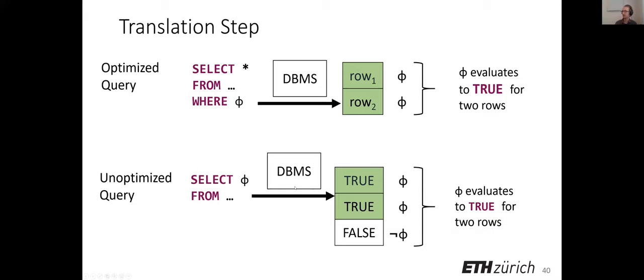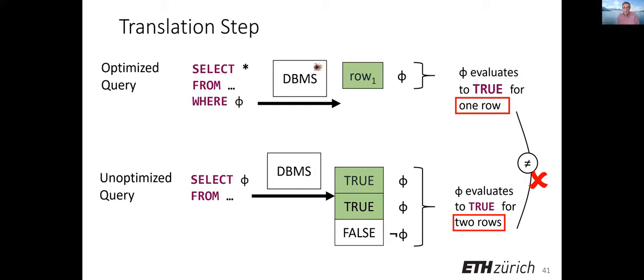From this, we can then count how often true is contained in the result set. You can see here it's contained twice. And these two have to correspond to each other, right? So the number of rows that are fetched for the first query and how often phi evaluates to true for the second one.